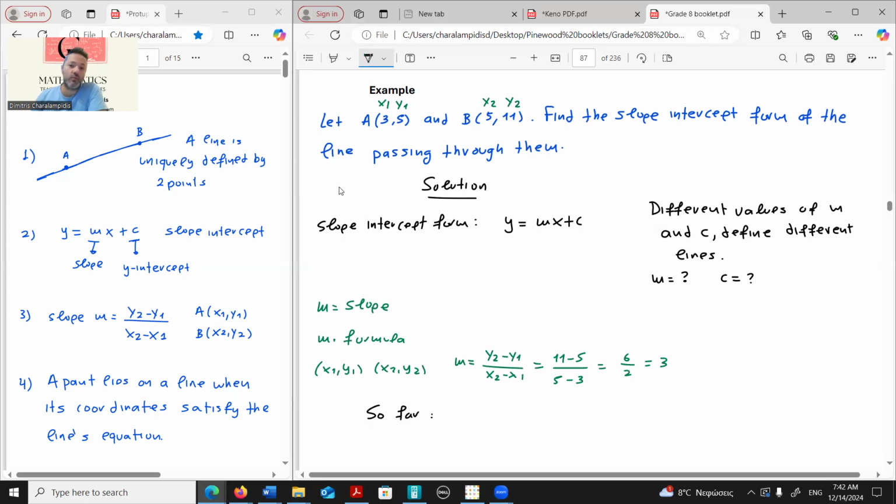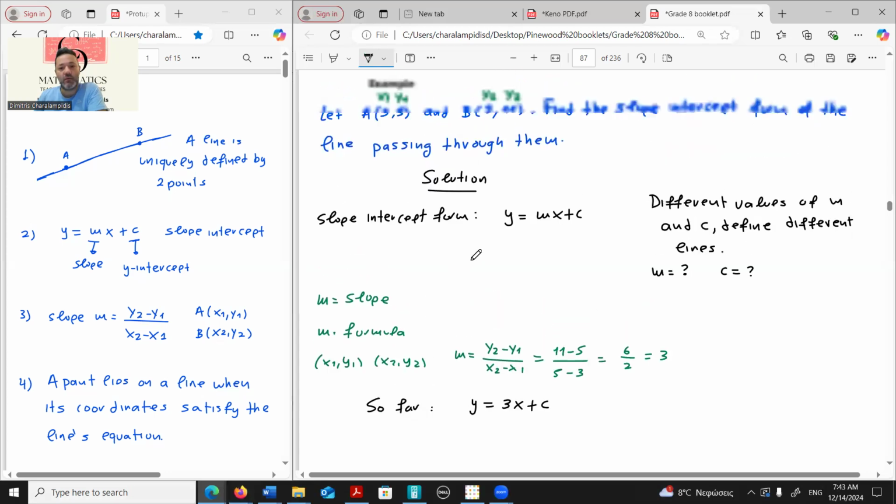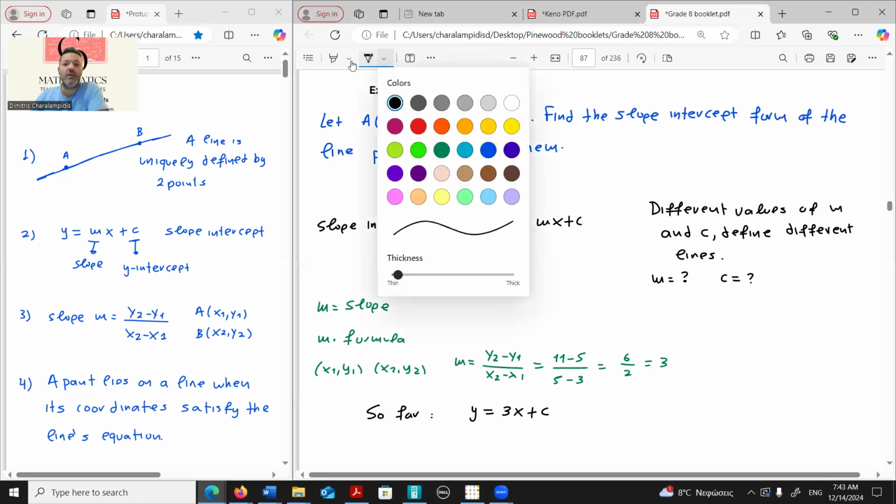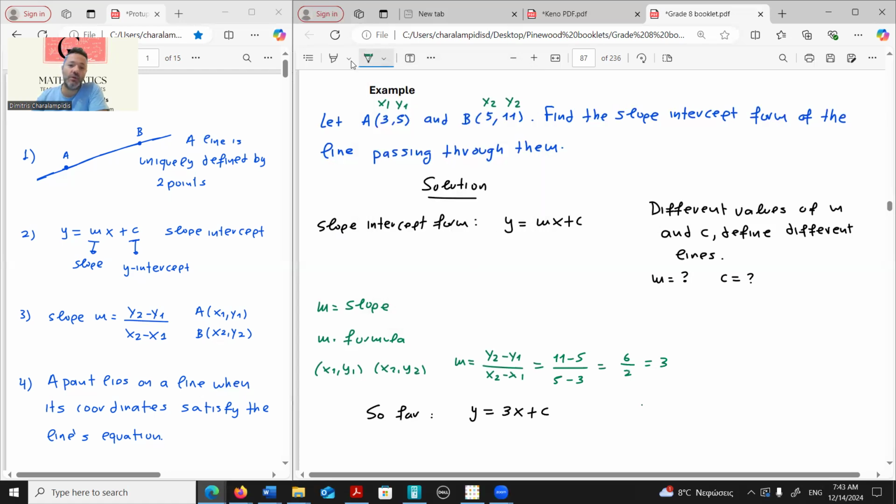Which means that so far, although we started from the form y equals mx plus c without knowing either the value of m or the value of c, now that we know the value of m, we can say that so far y equals 3x plus c. We still need to find, however, the value of c. How can we do that in this case? We will use any of the points.